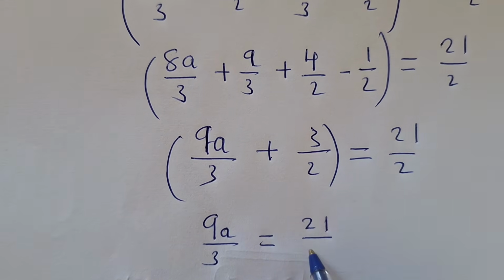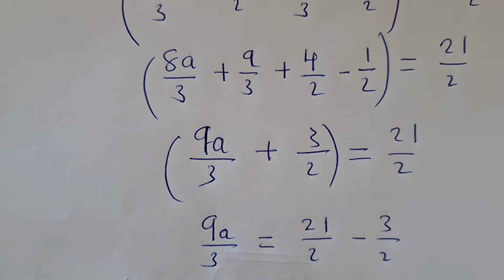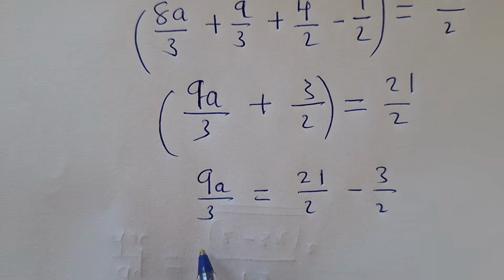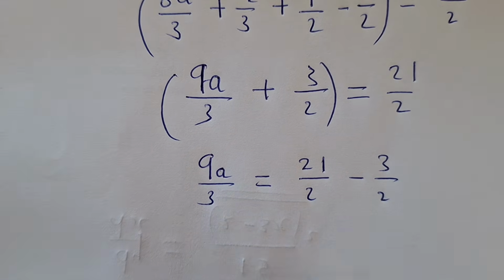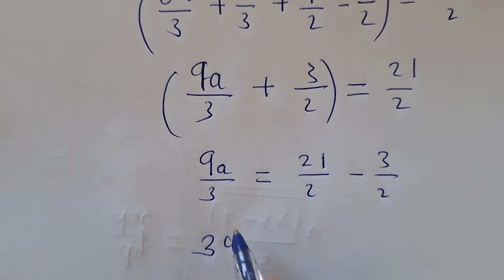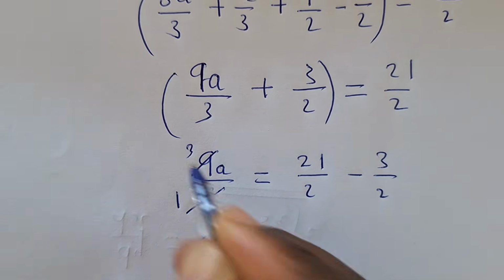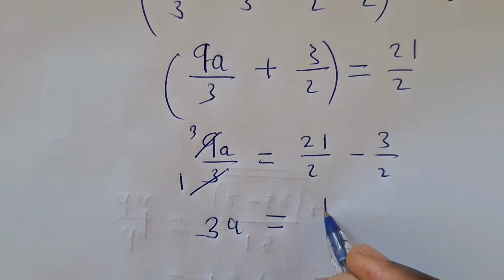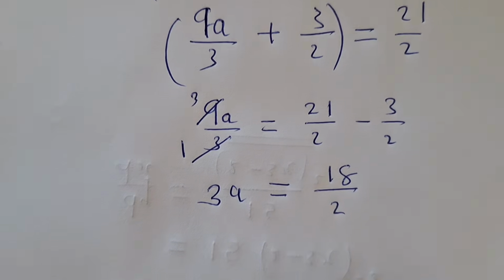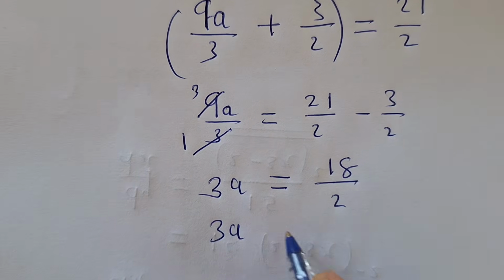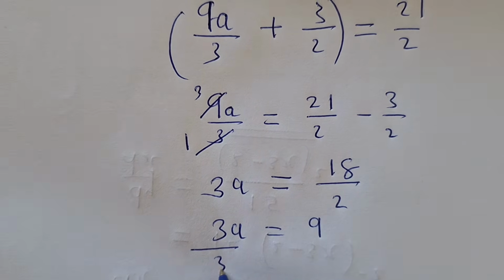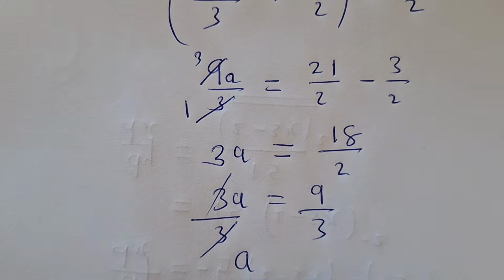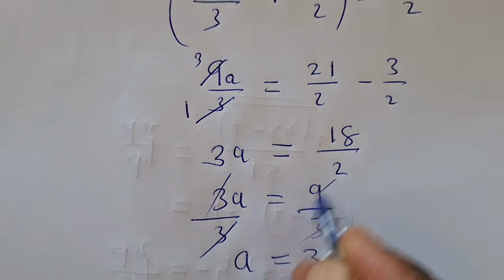So we have 21 over 2 minus 3 over a 2. I wanted to have a common denominator, which is 2. So here we have 3a, because 3 into 3 is 1, 3 into 9 is 3. So 3a is equal to, here it will be 18 over 2. So 3a is equal to 9, divide by 3 on both sides. So the value of a will simply be equal to 3 when you divide here.